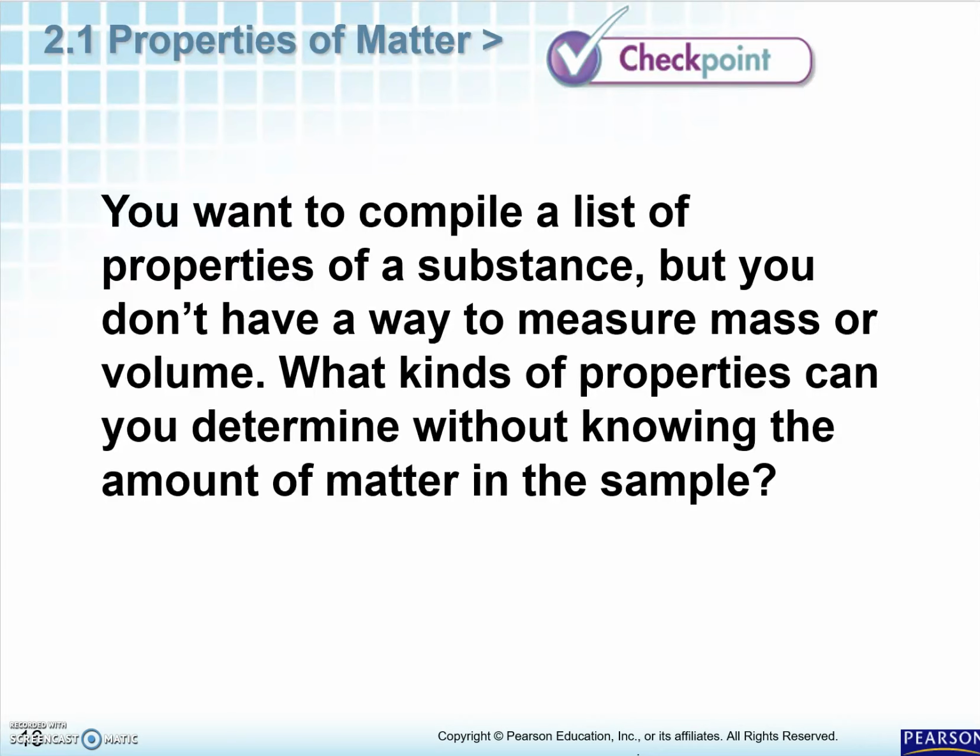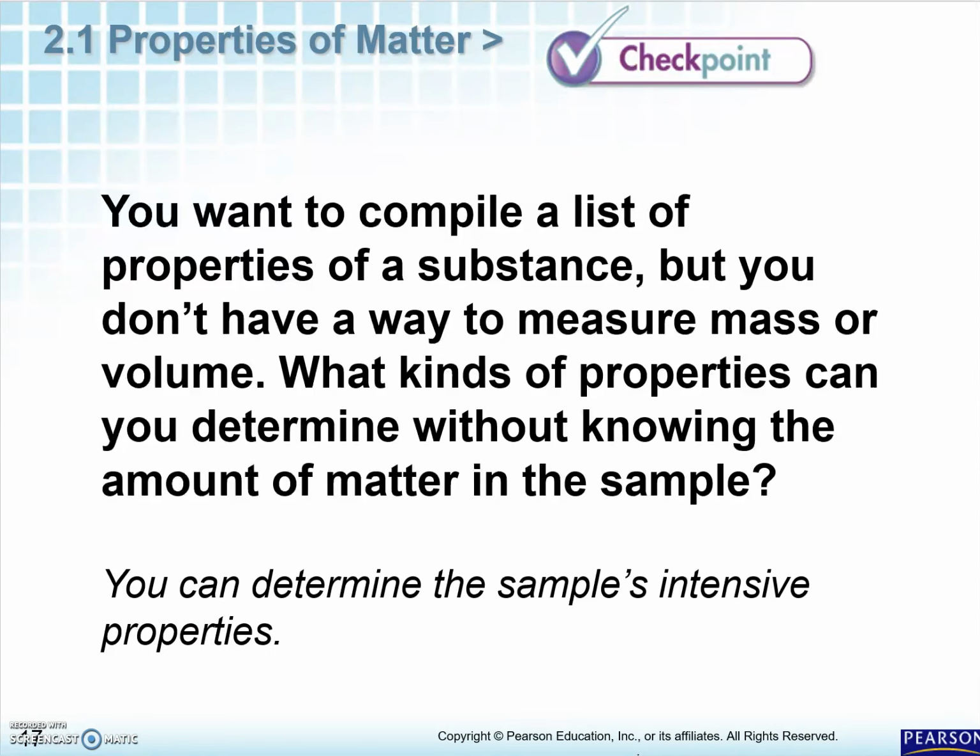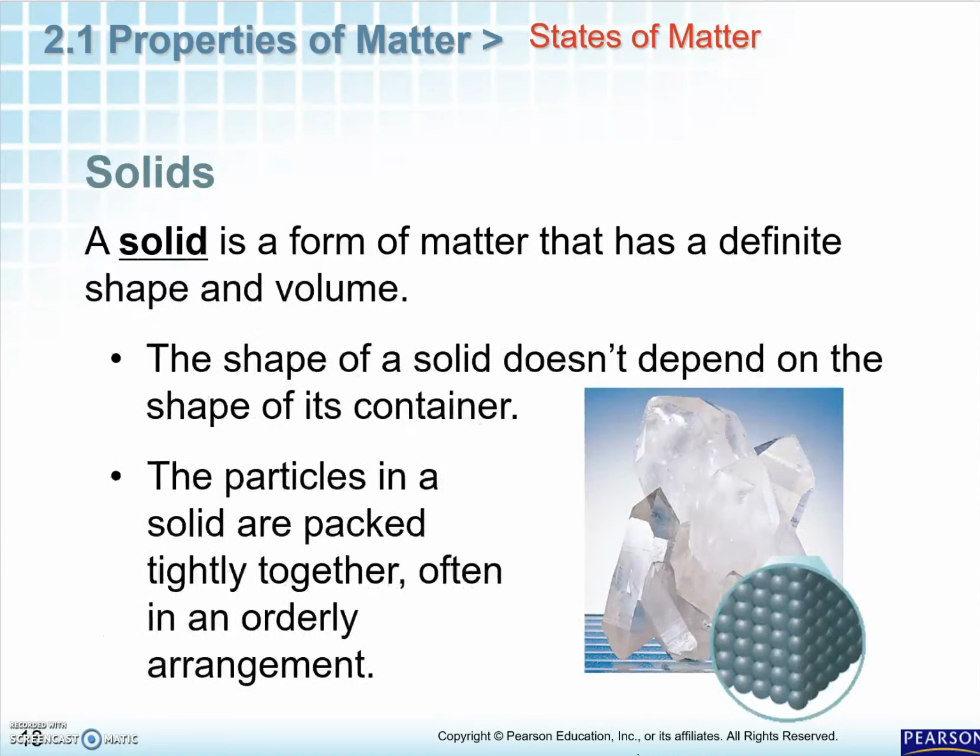So if you compile a list of properties for a substance, you don't necessarily have a way to measure volume. So without knowing the amount of matter in a sample, you can determine its intensive properties, meaning you can determine its color, how hard it is, those types of things, but you wouldn't know, say, how much it weighs because that's an extensive property, or how much of that matter you have.